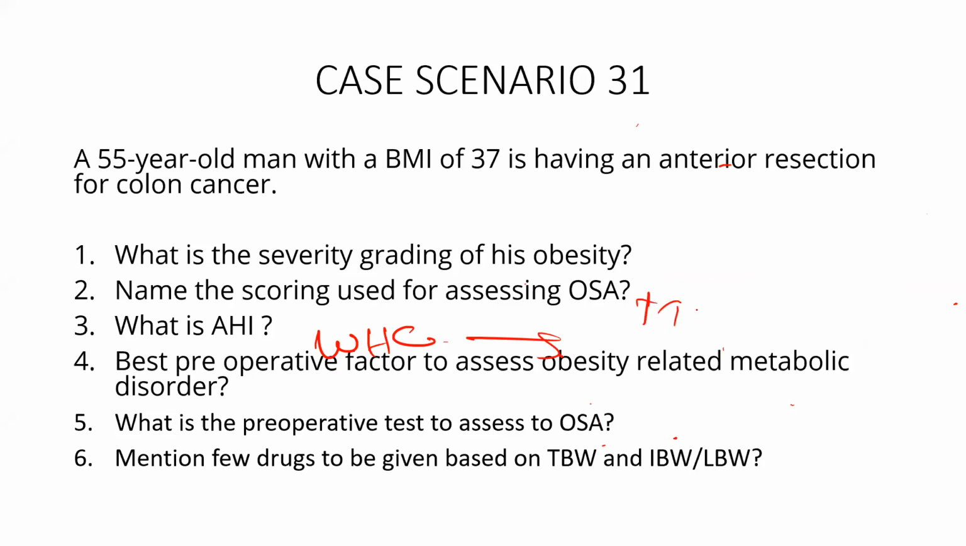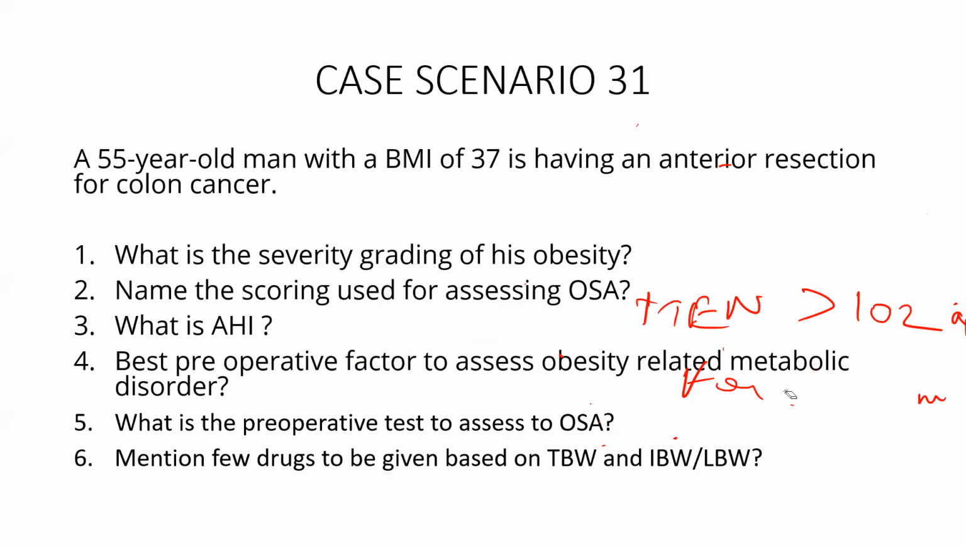So waist hip circumference for men, if it is more than 102, and for female, if it is more than 88, these patients, because it is distribution of fat which is speaking, BMI will tell only about the total fat. It will not tell about distribution of fat. But the people who got it distributed among the waist, which we call central obesity, are more prone to metabolic disorders like dyslipidemia and type 2 diabetes. So when you have a waist hip circumference of more than 102 in men and more than 88 in females, we call them high risk for obesity related metabolic disorders.